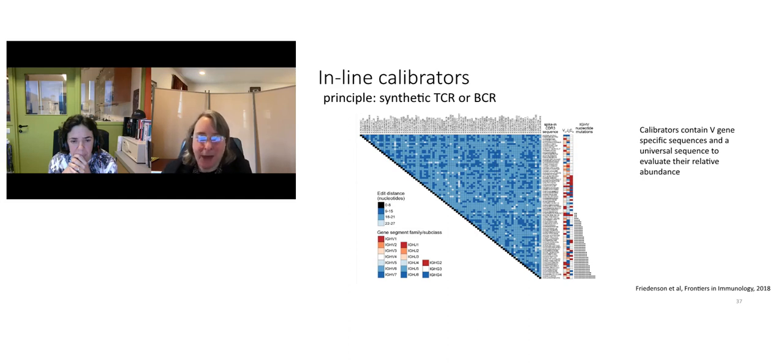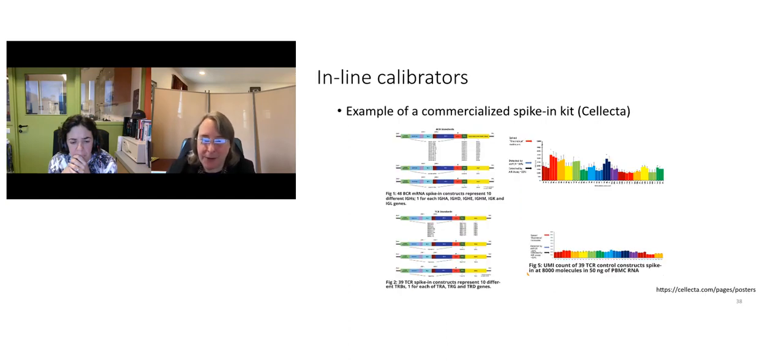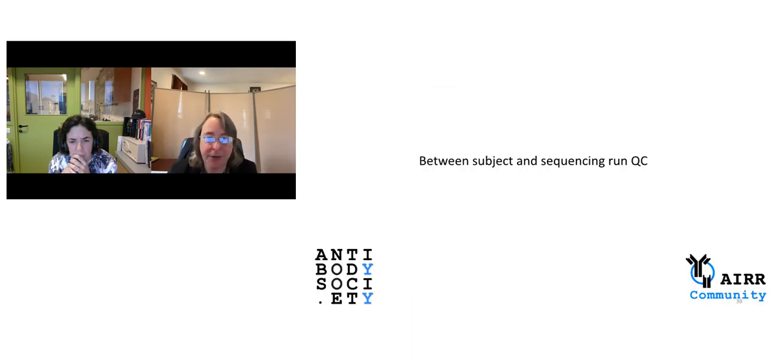That was from a publication, and again, Cy Reddy's group also has these. Johannes Trück has a number of these calibrators made, and several other groups as well. But what's very nice now too is that there are commercially available calibrators. For example, Selecta has one, and this is just taken from their website. They have both T-cell receptor as well as B-cell receptor spike-ins for your experiments. So that's a nice advance for us, I think.